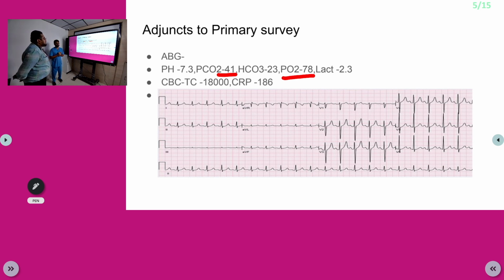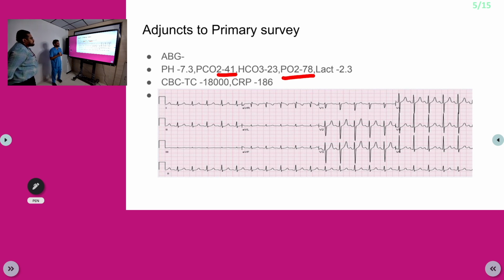Then CBC and CRP were taken. CBC showing a total count of 18,000 and CRP of 186. That definitely points to a shift to the left, some acute inflammatory process, which can be associated with fever. We can go into the SAMPLE history to know more. If it is associated with fever, definitely we are dealing with some infective etiology. Otherwise, we have to look for other differentials.